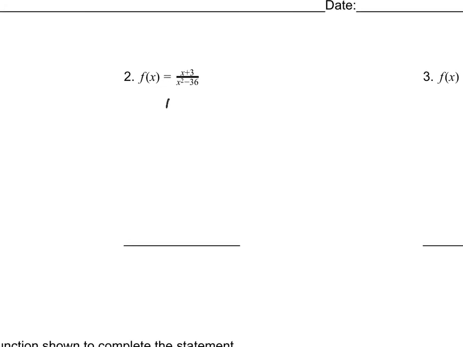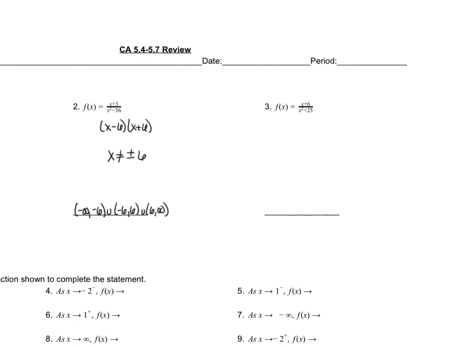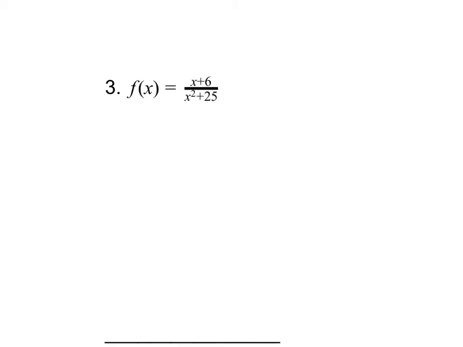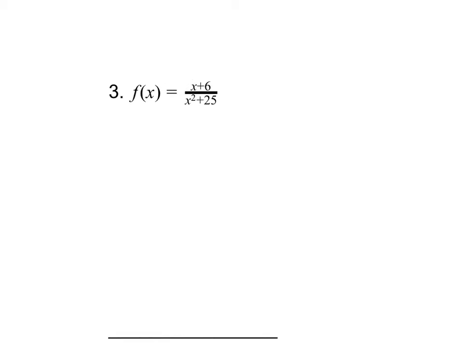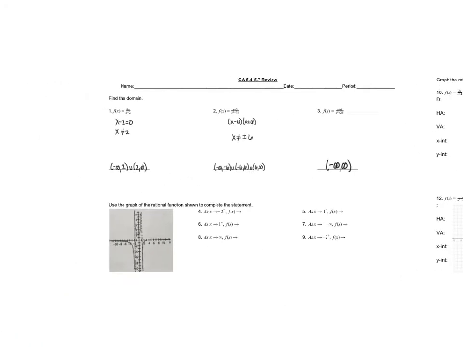For number 2, we have to factor first if it isn't factored. So the two things x cannot be are plus or minus 6. So we write that as negative infinity to the smaller number, the two numbers together, and then the bigger number to positive infinity. Now when you have a plus an x squared, remember that there's no way to factor that, so my answer would be all real numbers, which is negative infinity to positive infinity.